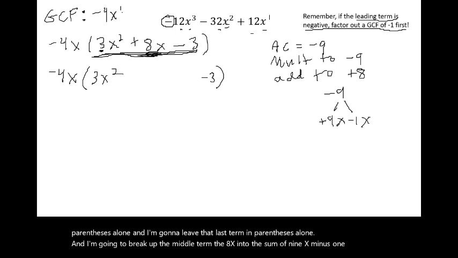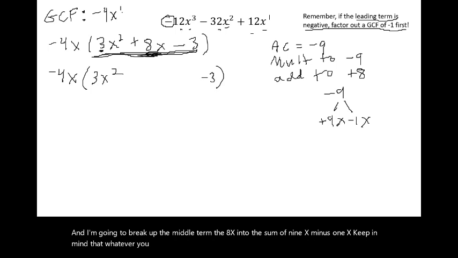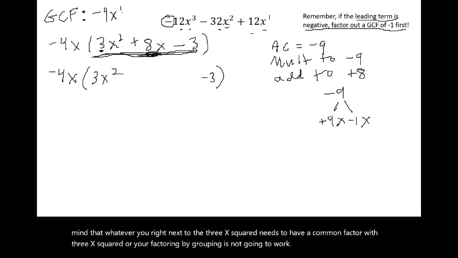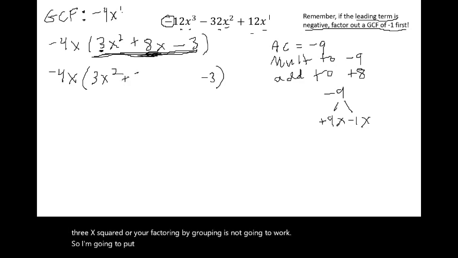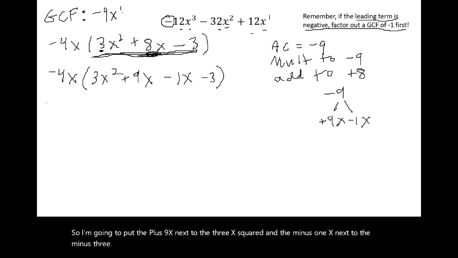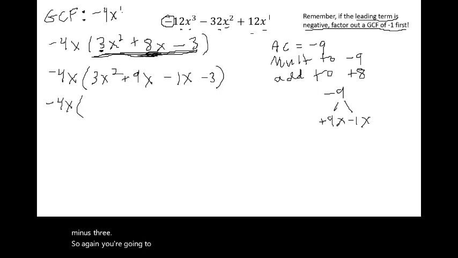Keep in mind that whatever you write next to the 3x squared needs to have a common factor with 3x squared, or your factoring by grouping is not going to work. So I'm going to put the plus 9x next to the 3x squared and the minus 1x next to the minus 3. So again, you're going to just ignore the GCF and you're going to use factoring by grouping to just factor what's in the parentheses.